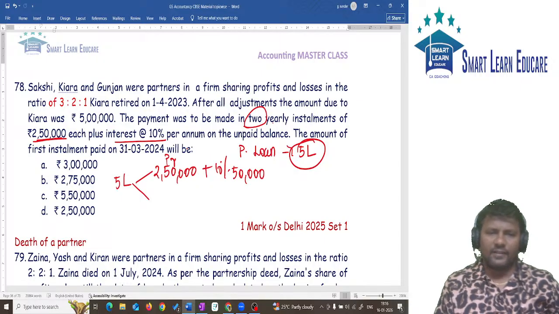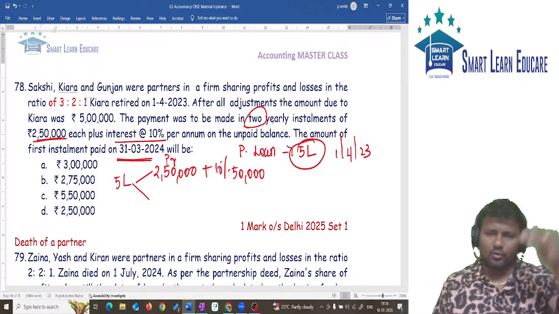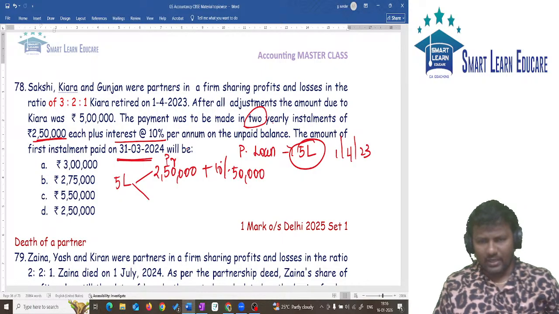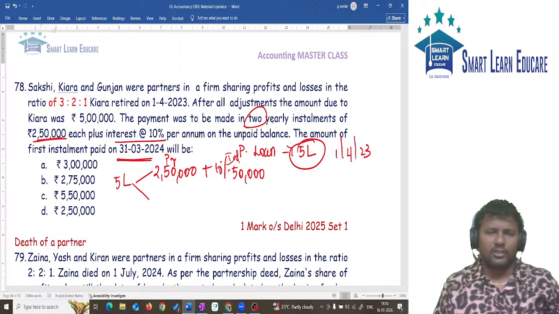The first installment is paid on 31st March 2024. The year's beginning is 1/4/2023. The full principal is outstanding for the year. So 10% of the 5 lakh outstanding is paid, which is 50,000 as the interest. Principal portion is 2,50,000. So how much is the installment paid? 3 lakh is the amount paid.